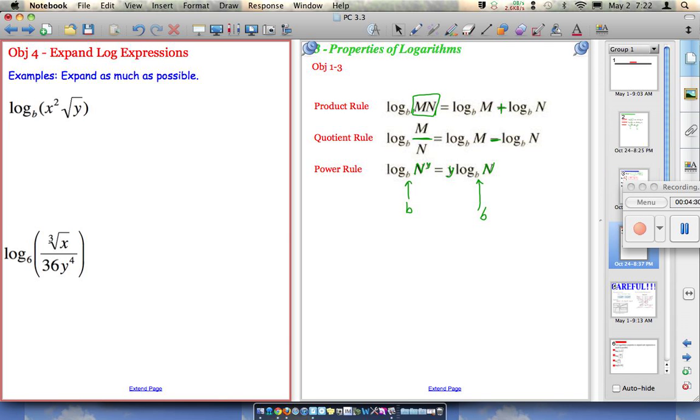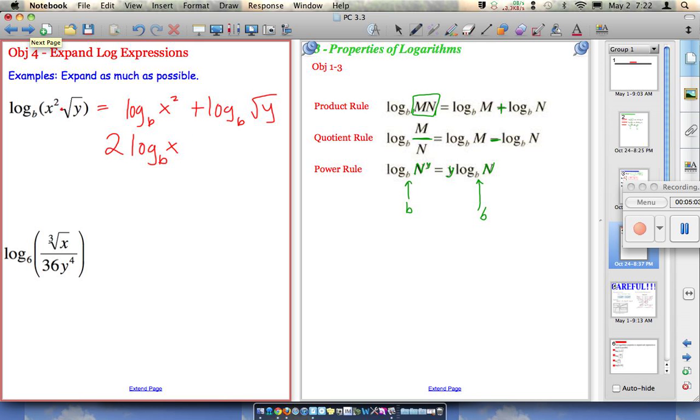Let's take a look at another one where we have some more general expressions. So these are going to take a little bit more time. I notice a product. I also see some powers, but I'm going to first separate the product by writing it as a sum. So log base b of x squared plus log b of the square root of y. Then I'm going to use my power rule and take the 2 out and rewrite it as 2 log b of x.